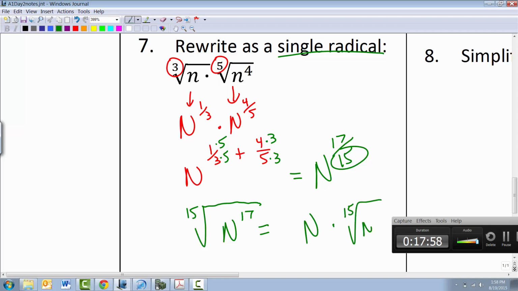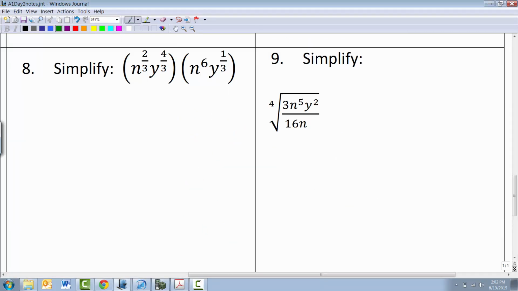So 15th root of n squared. Okay, so these last two, sorry, 6th hour, I didn't really get to hit this with you guys, but simplify is the last part of your homework. Please read your directions. When you get to the section that says simplify, it is a little bit of a pain.